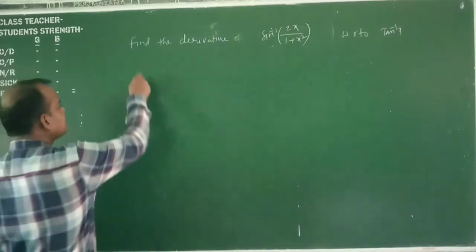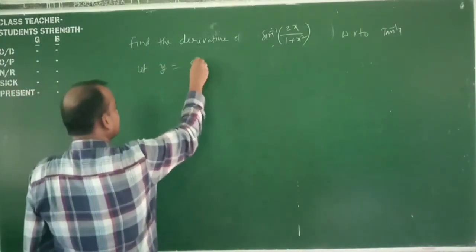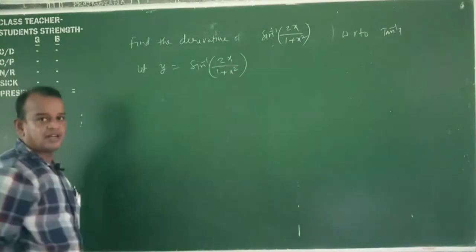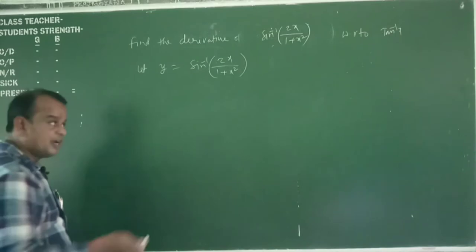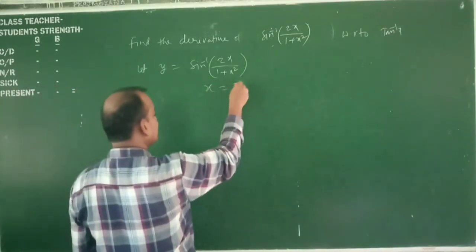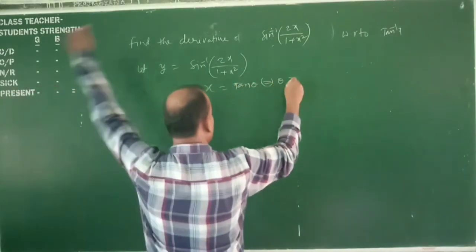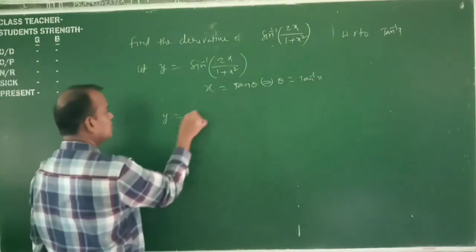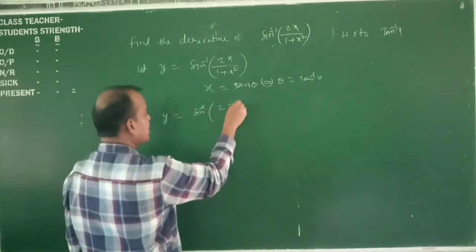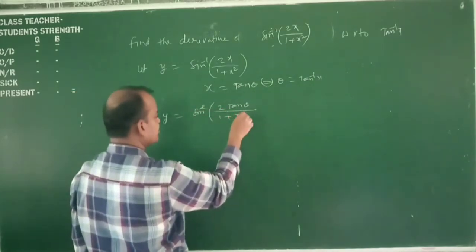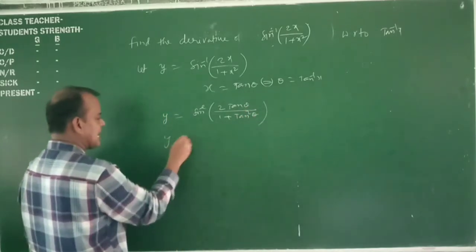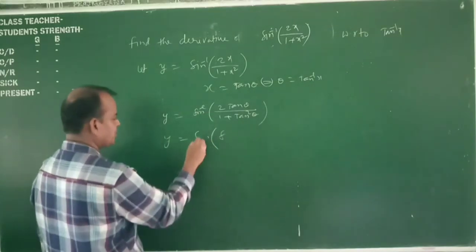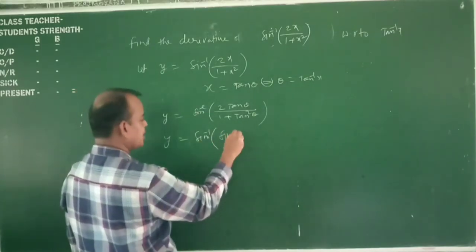We will go to the working rule. Let y is equal to sin inverse of 2x by 1 plus x square. What is the substitution? 1 plus x square, a square plus x square, master sheet: x is equal to a tan theta or cot theta. Therefore, x is equal to tan theta. Therefore, theta is equal to tan inverse of x. Now, y is equal to sin inverse of 2 tan theta by 1 plus tan square theta. Therefore, y is equal to sin inverse of, what is the formula for this one? Sin 2 theta.